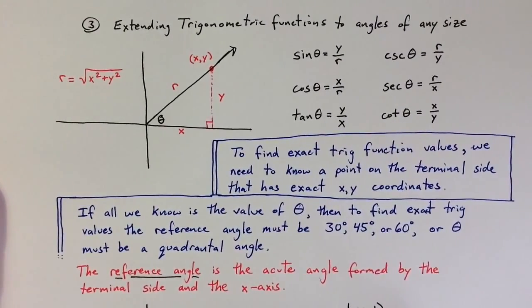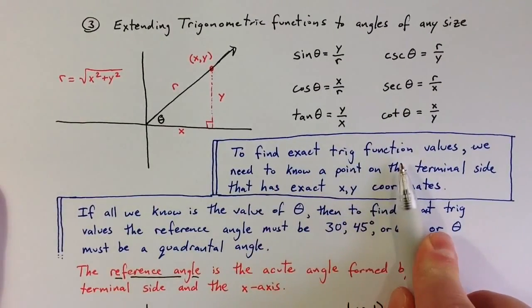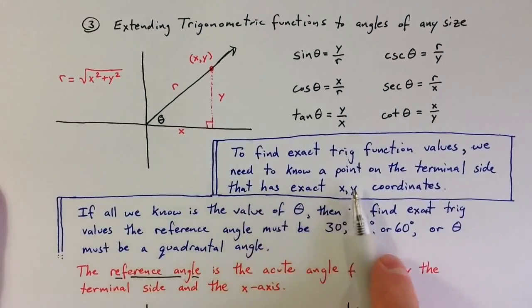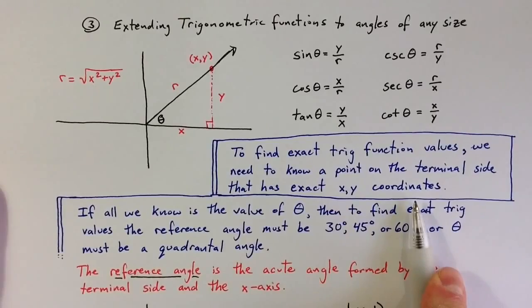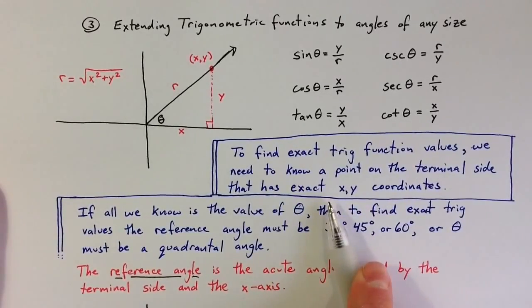So at the heart of it, in order to find exact trigonometric function values, what we need to know is a point on the terminal side that has exact x and y coordinates. Different problems will present information in different ways, but if you're requested to find an exact value, you should be able to find some point on the terminal side that has exact x and y coordinates.